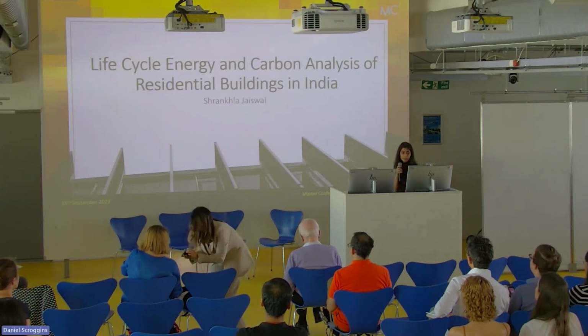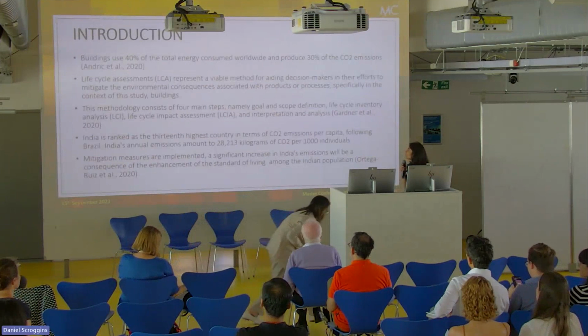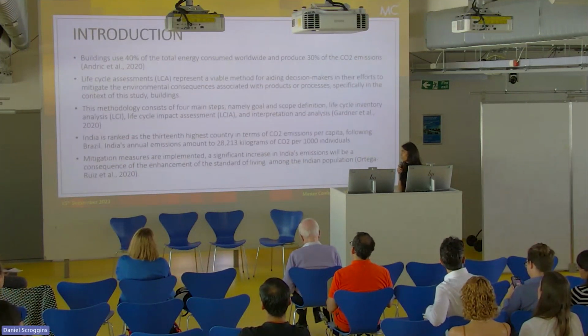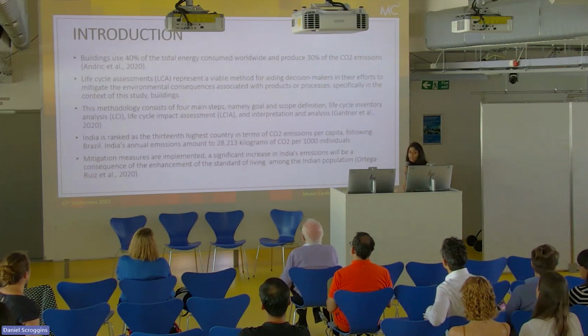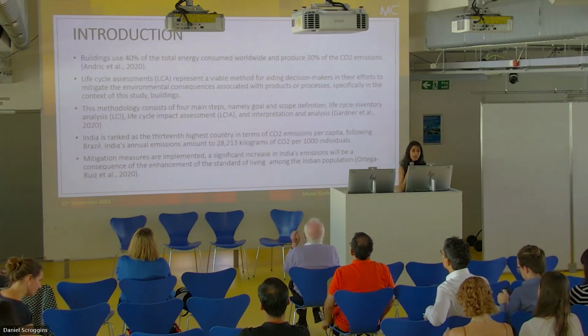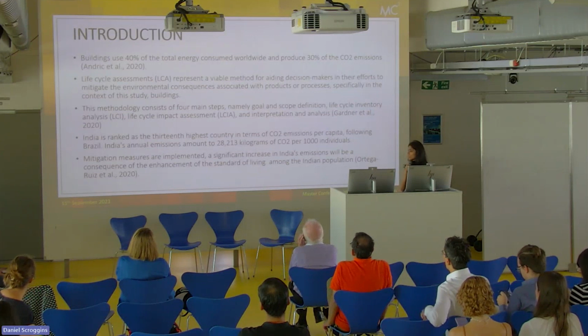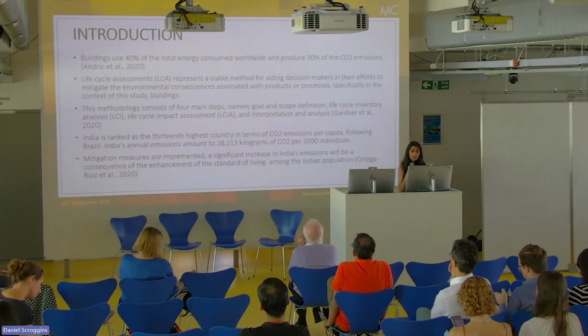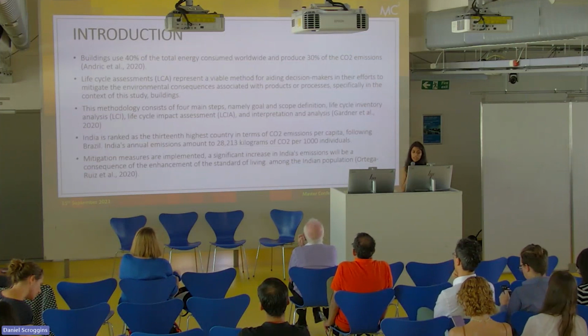Residential buildings in India. So I started with the building use energy that is there with the literature review. 40% of the total energy is used in building, and life cycle assessment is one of the parameters where we can assess the energy consumption of the building. The methodology in this literature was followed in four steps. The first was life cycle inventory, then life cycle assessment, and interpretation and data analysis.